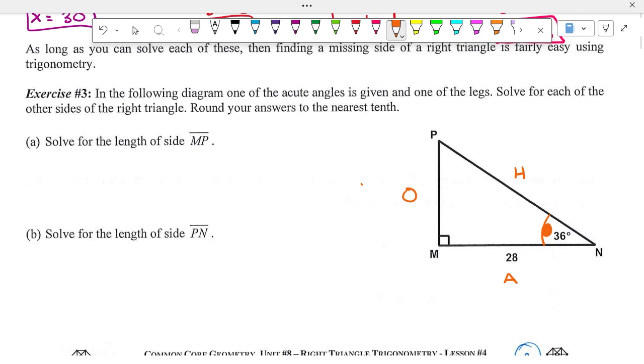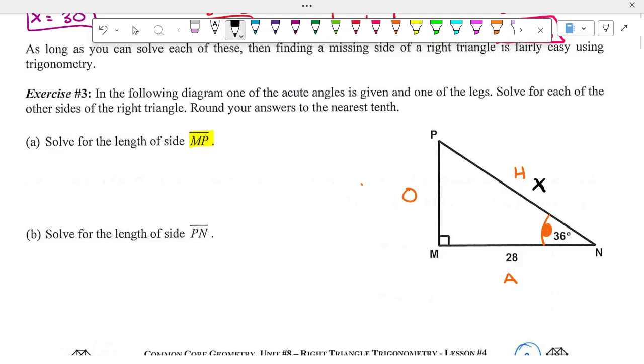Now, it wants us to solve for the length of MP. So that's the hypotenuse. So that's x. Hypotenuse is always right across from the 90. It's two letters: PM. Side length is always two letters.